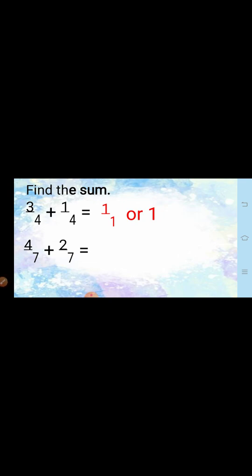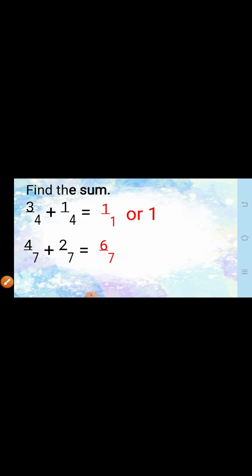Another one: 4 over 7 plus 2 over 7 is equal to 6 over 7. Since our numerators are 4 and 2, we add them: 4 plus 2 is equal to 6. Then retain or copy the denominator, since this is addition of similar fractions. So our final answer is 6 over 7.